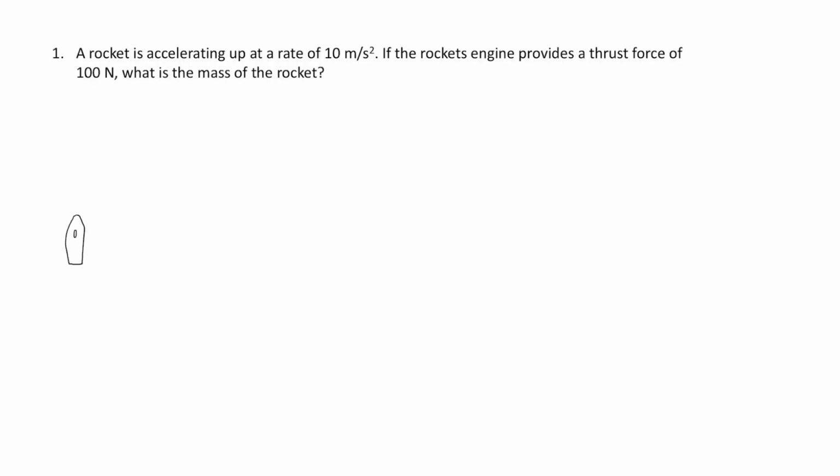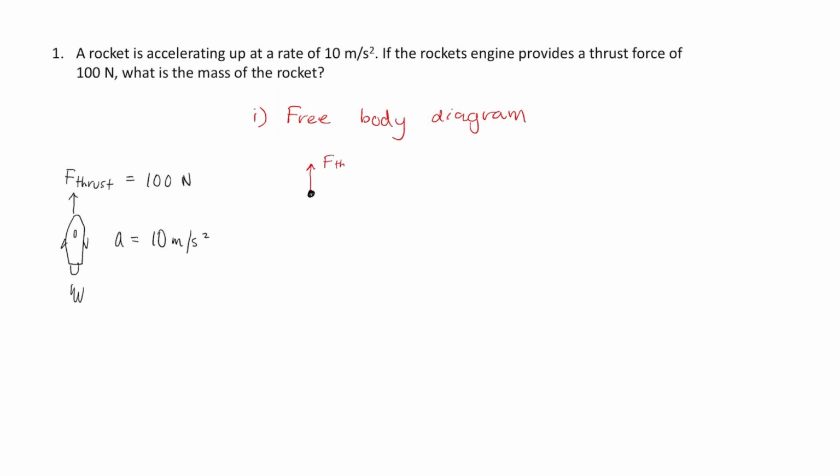In this question, we are told that a rocket is accelerating up at a rate of 10 meters per second squared. If the rocket's engine provides a thrust force of 100 newtons, we want to figure out what is the mass of the rocket. Now the first thing I want to do is draw a free body diagram. So I draw a point to represent the rocket, and then we know the force of gravity is pushing down on the rocket, and the thrust force is pushing the rocket up. We also know the net force would be directed up because the rocket is accelerating up.